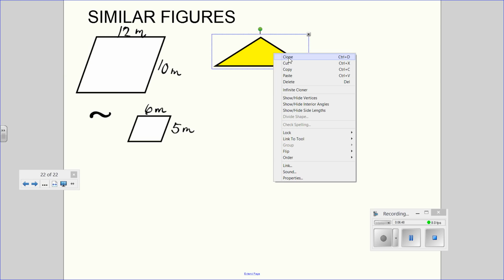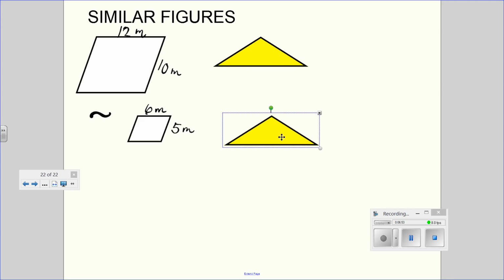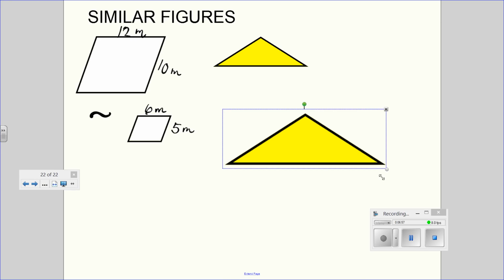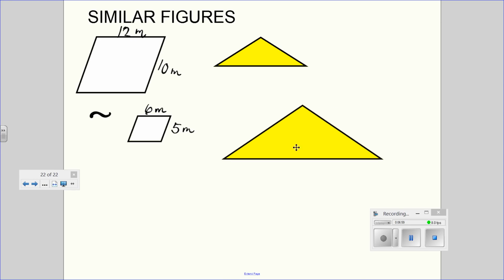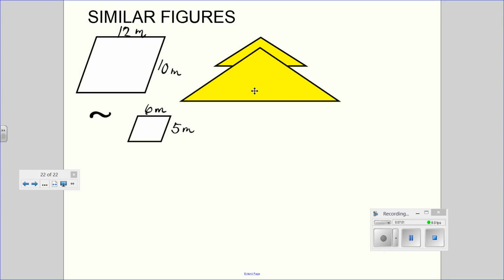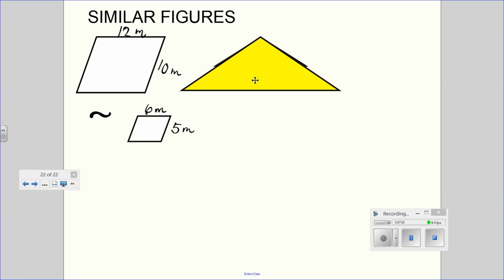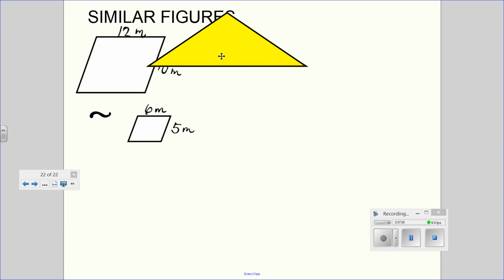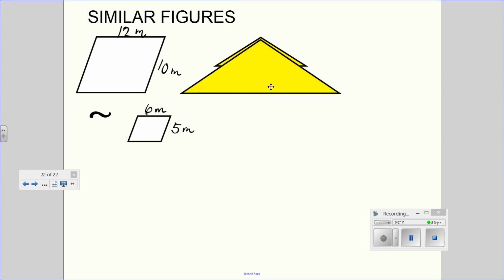Let's make a similar figure with this little yellow triangle here. So I'm going to clone it, and in this one I'm not going to scale it down, I'm going to scale it up. And let's check to see if the angles still match up here, even when I made it bigger. So here we go. Appears to have a match there. We appear to have a match here. And we appear to have a match there as well, right?